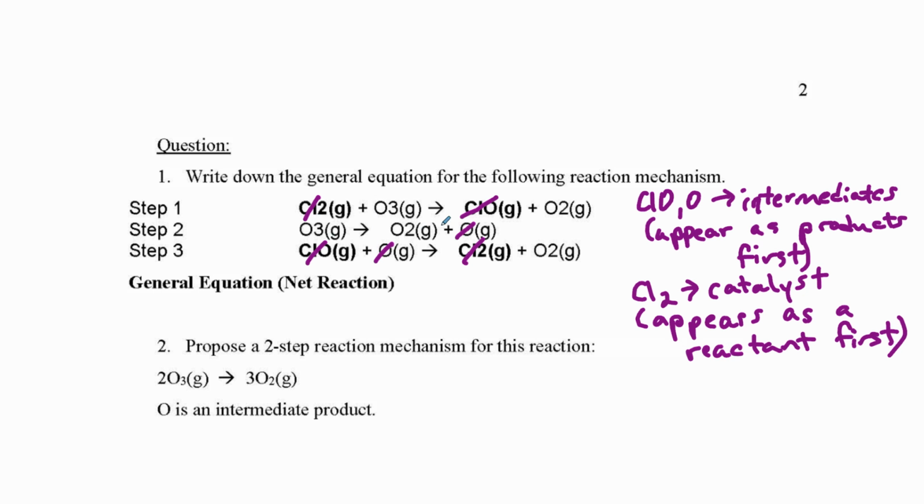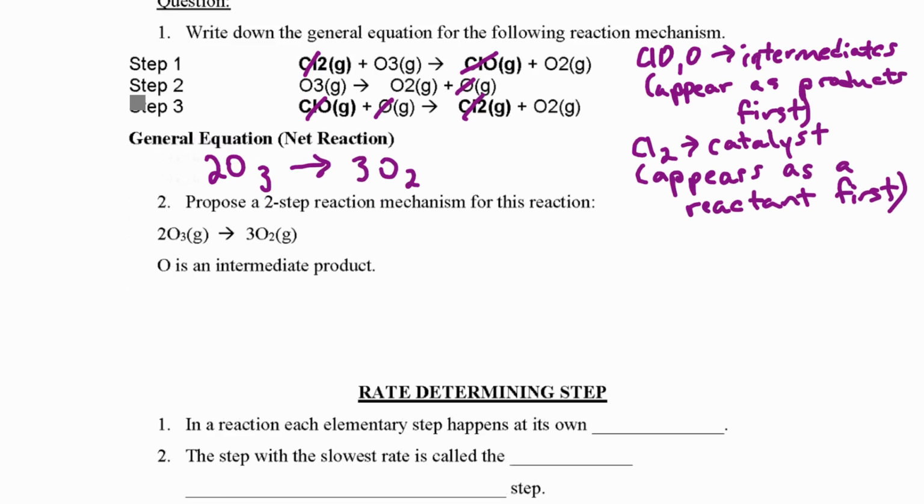Okay, so everything is canceled. So we rewrite our equation. We've got 2 O3s and 1, 2, 3 O2s. Okay, so if all your steps are balanced, your net reaction should also be balanced, which it is.